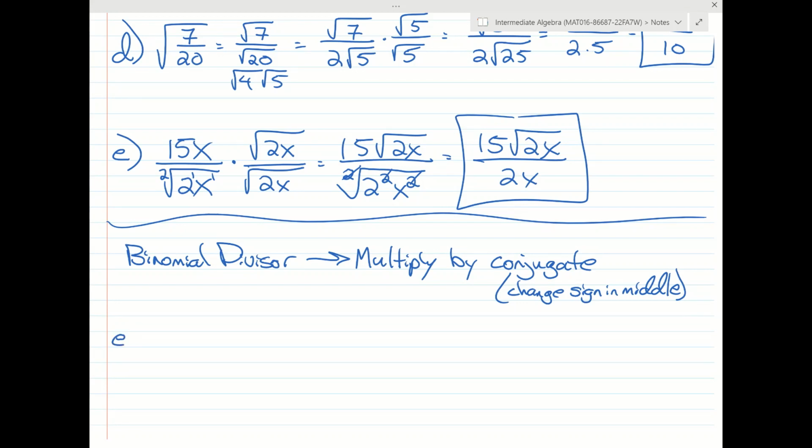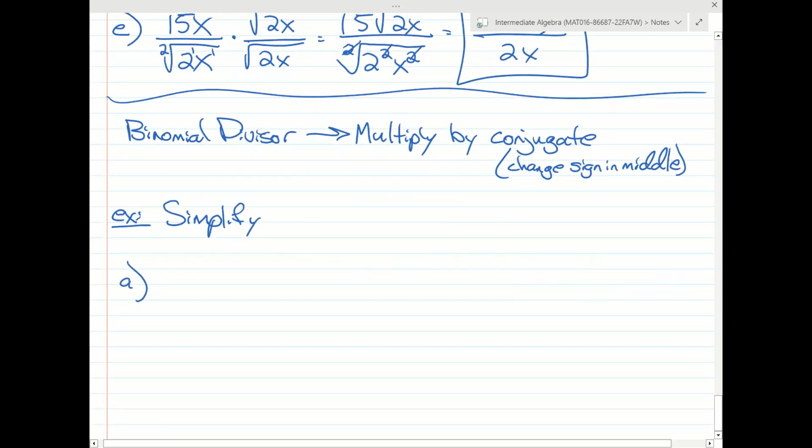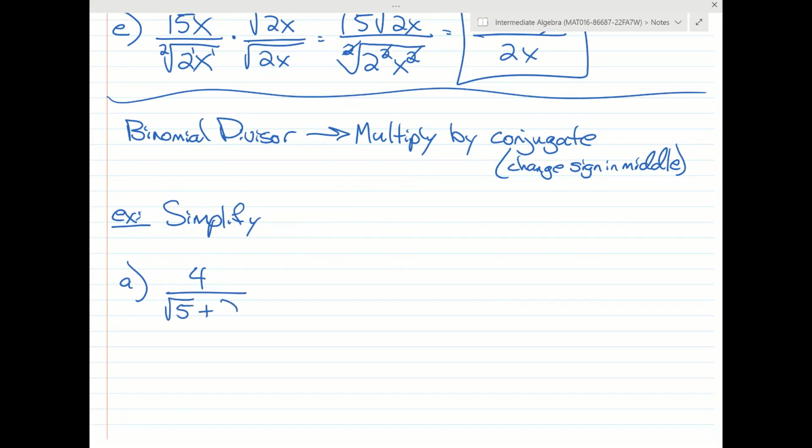So let's say we had a problem like this. I'll just ask you to simplify these. I'll give you 2. Say if we had 4 over the square root of 5 plus 2.